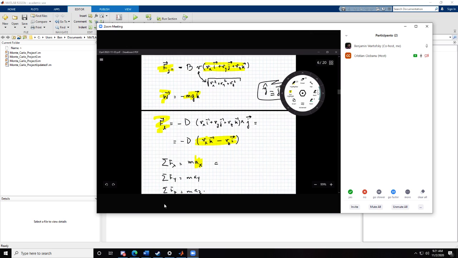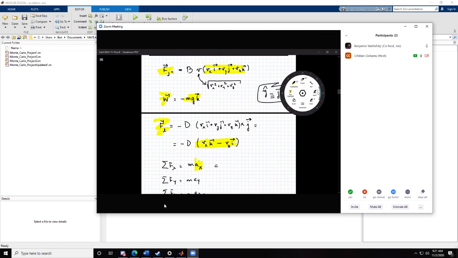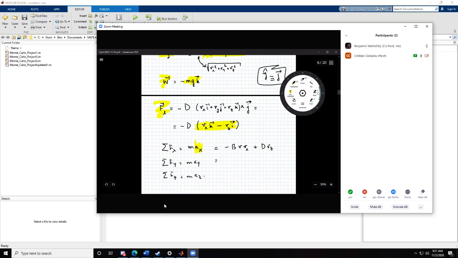So where are all the x components? In the first force, it's just minus B V Vx. In the second one, you got nothing. In the third one, you got plus dvz. So you collect the components on i, now you collect the components on j, and now you collect the components on k. This is the question. This is not a MATLAB question, so I'm happy to be able to answer. Yeah, this definitely helps.